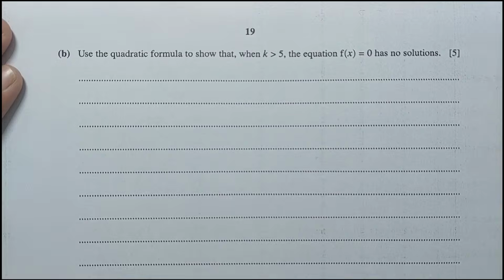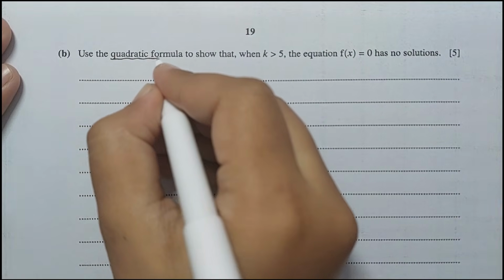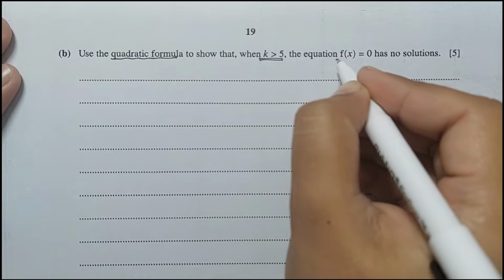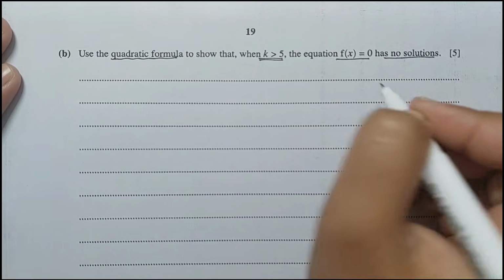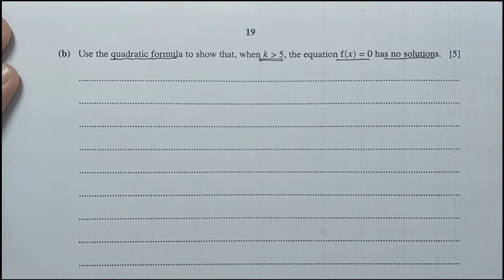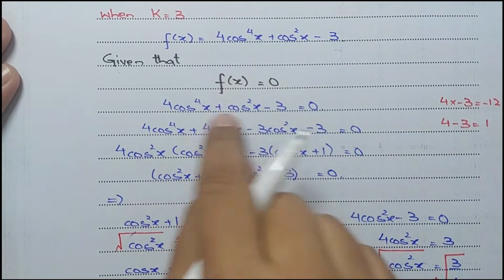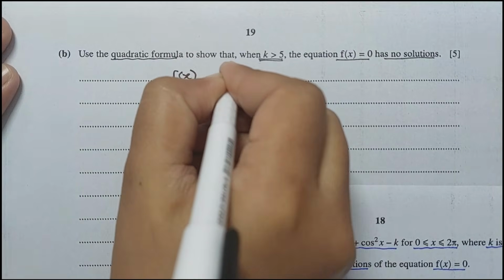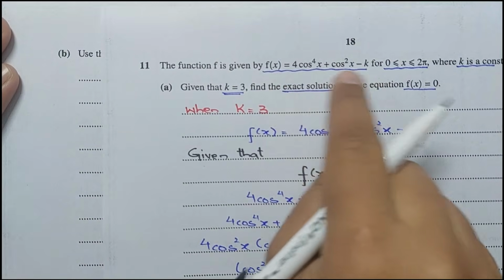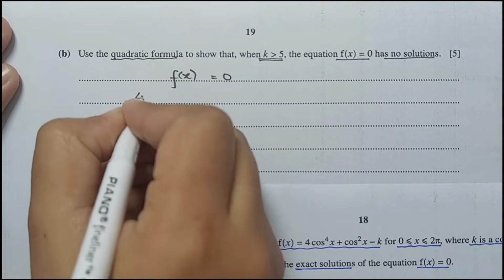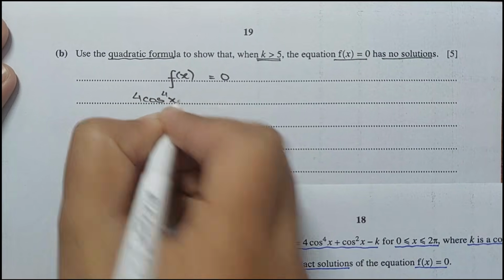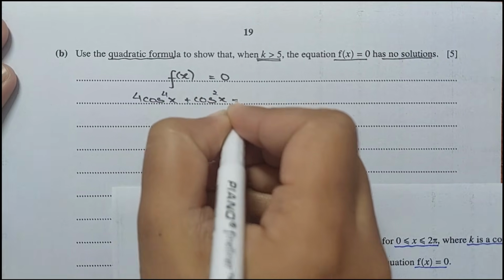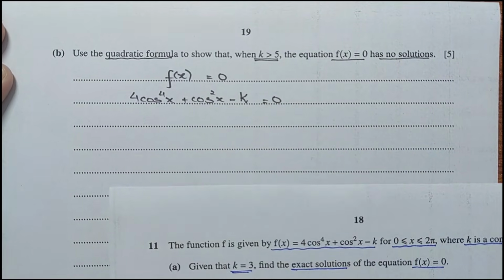Okay. Now for part B, use the quadratic formula to show that when k is greater than 5, the equation f of x equals 0 has no solution. We need to use the quadratic formula. So f of x equals 0 is this equation. Let me write this down. f of x is equal to 0 when k is greater than 5. This is your f of x, right? So we have 4 cos 4x plus cos square x minus k equals 0.